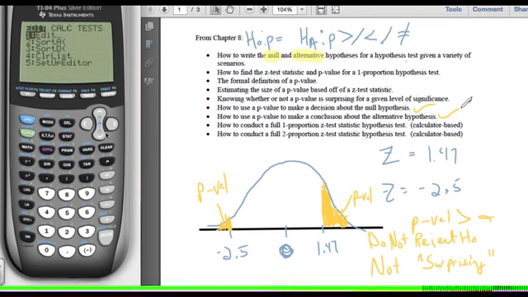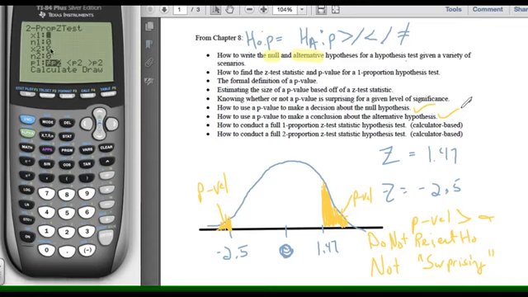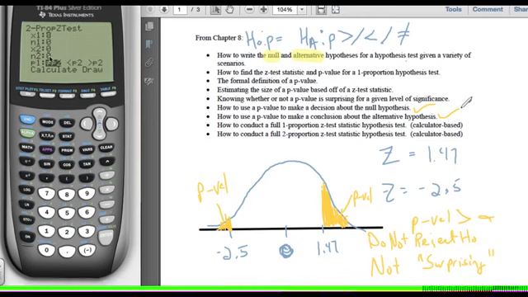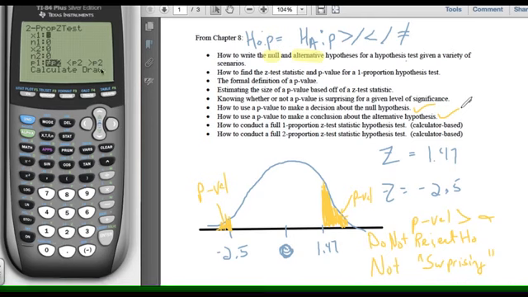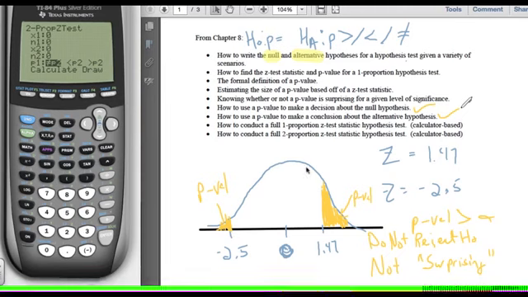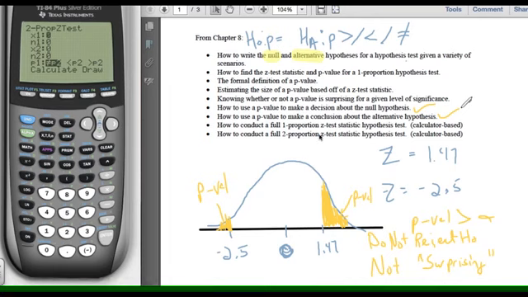For the 2 proportion, it's Stat, Tests, and it's number 6, the 2-PropZTest. x1 is the given successes for the first sample. n1 is the sample size of the first sample. x2 is the given successes for the second sample. And n2 is the sample size for the second sample. And then once again, you select your symbol based off of the alternative. That will get you everything you need to begin to make your decision and conclusion about the null and alternative hypotheses.